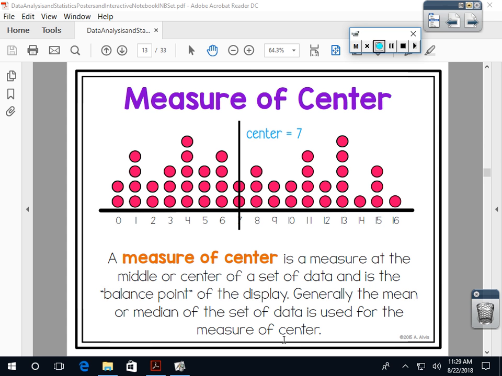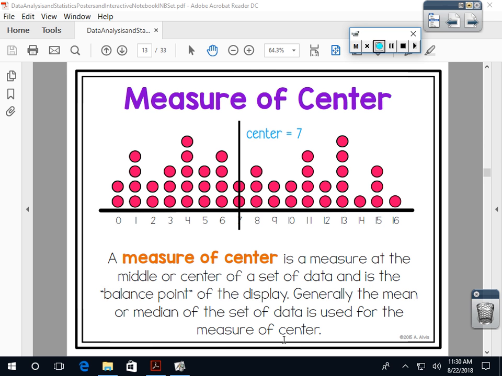Now, the median will obviously always be in the center, right? It's always the middle of the data. The mean should be very close to the center, because when you're taking the mean, you're averaging it. You're trying to find the middle, right? What would cause the mean to not be in the center of the data?